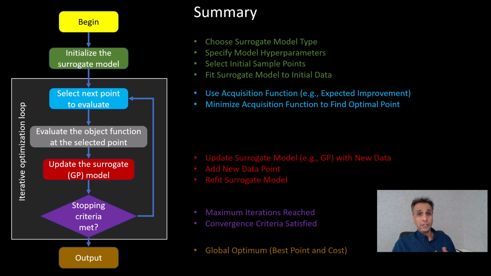How do you initialize the surrogate model? Surrogate model in our case is our GP model, right? So you choose the model type. Of course, we did that. You specify any hyperparameters that are required to tune or specified in your model. So we'll do that and select the initial sample points. These can be some random points that you generate and fit the surrogate model to initial data.